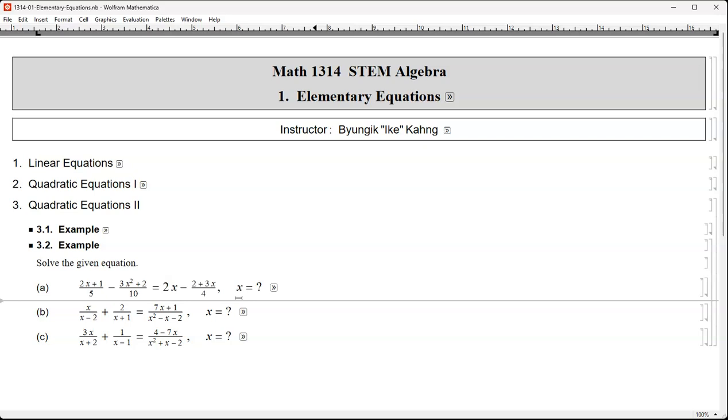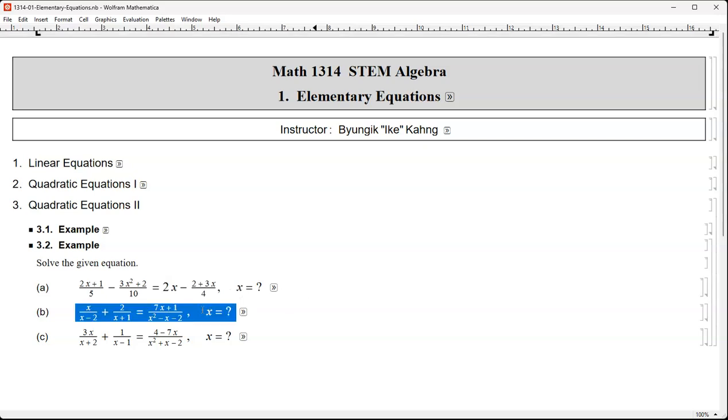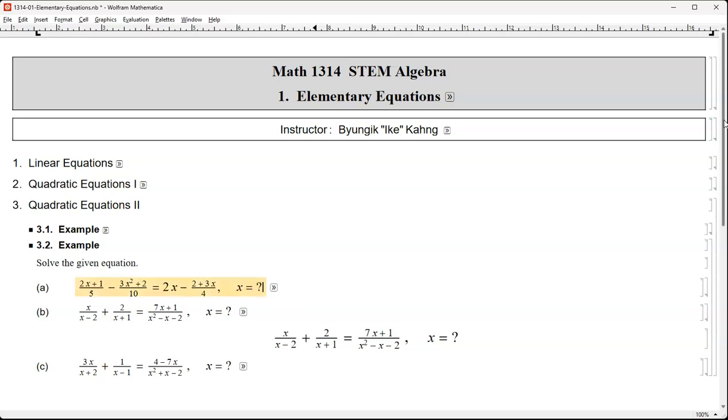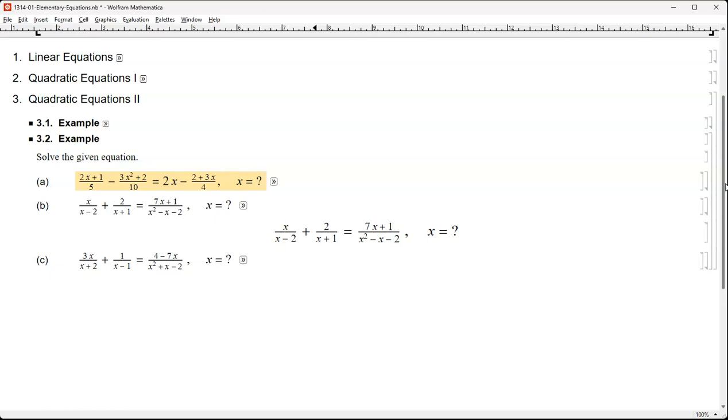Now let's go to part B. We're looking at a quadratic type of problem with denominators, but previously we only had numerical denominators. The denominators are 5, 10, and 4 respectively. But this time we have x expressions here, x minus 2, x plus 1, and then this humongous expression, which can be simplified as a matter of fact.